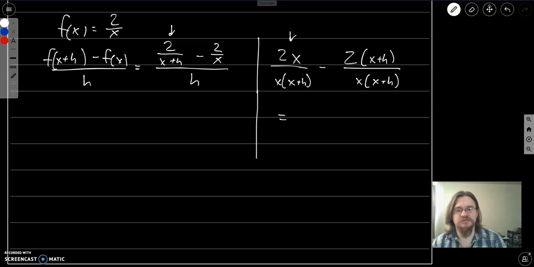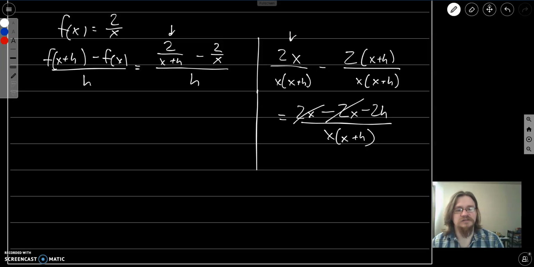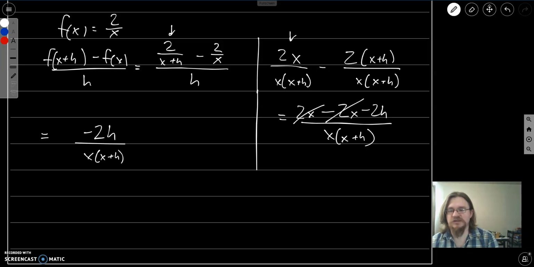Okay, so this is just my scratch work off to the side. When I subtract this, I'll get 2x minus, and then let's simplify this. This is going to be 2x minus 2h all over x times x plus h. And the 2x's are going to cancel, so I'm just left with minus 2h. So this is the top of the fraction. This is going to be minus 2h over x times x plus h, all divided by h.